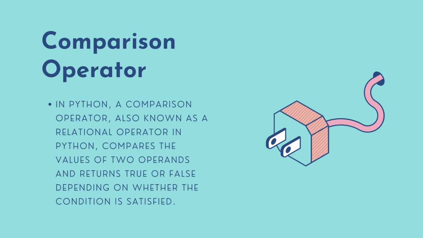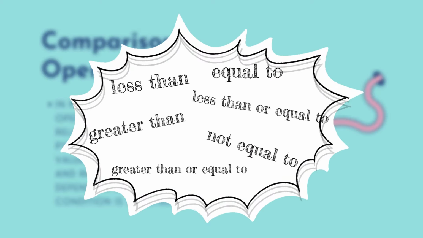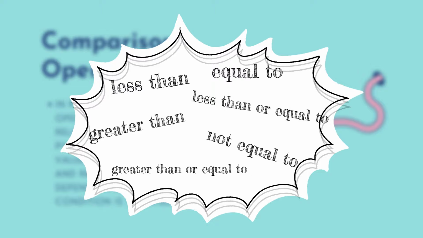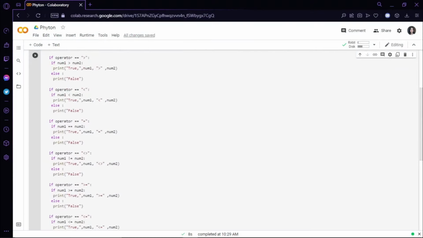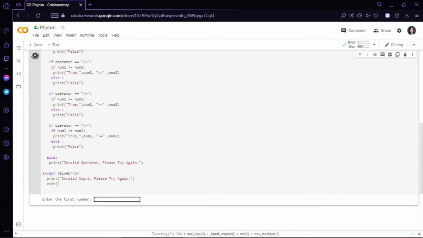Comparison operator. In Python, a comparison operator, also known as a relational operator, compares the values of two operands and returns true or false depending on whether the condition is satisfied. There are 6 of them: less than, greater than, less than or equal to, greater than or equal to, equal to, and not equal to. Those operations compare the value on both sides and determine the relationship.